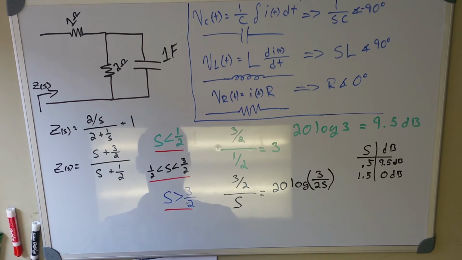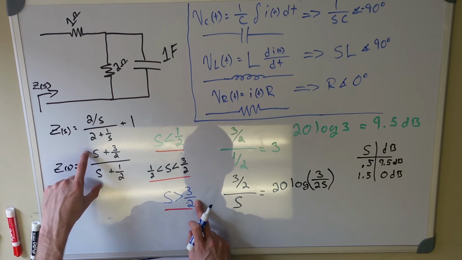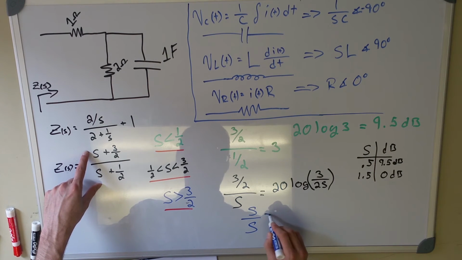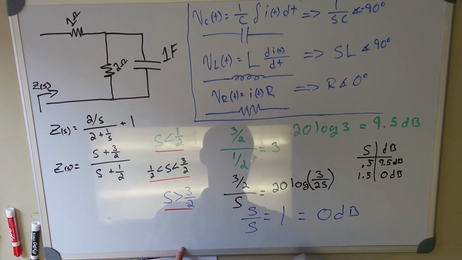Now for the last piece here. When S is greater than 3/2, S will dominate in both instances, and we just get 1, which is 0 dB, meaning it'll flatline.